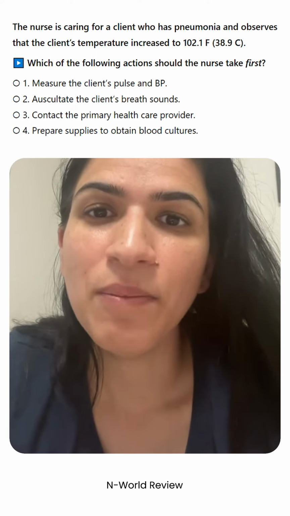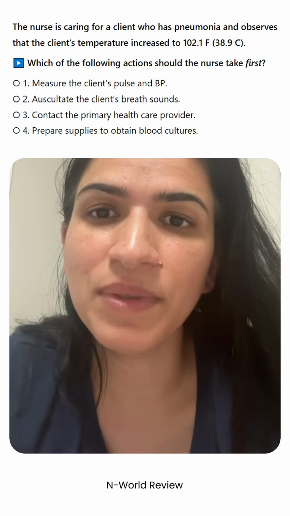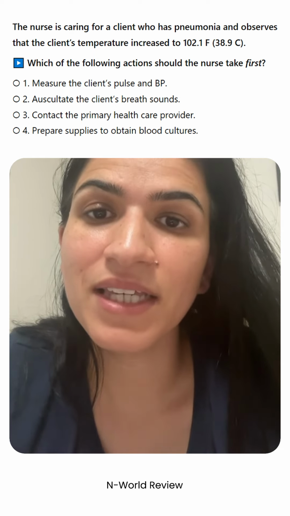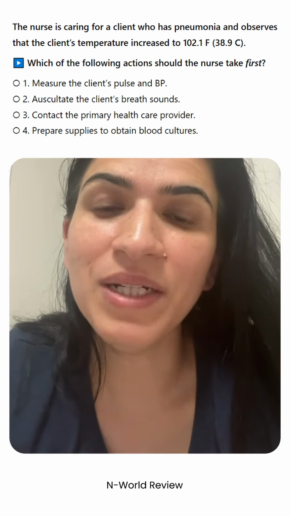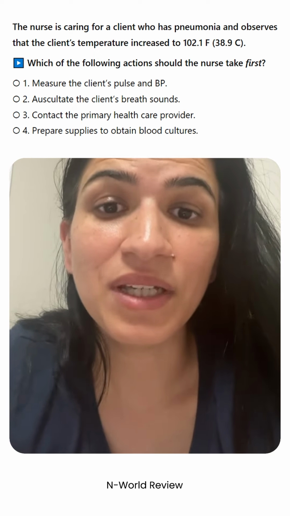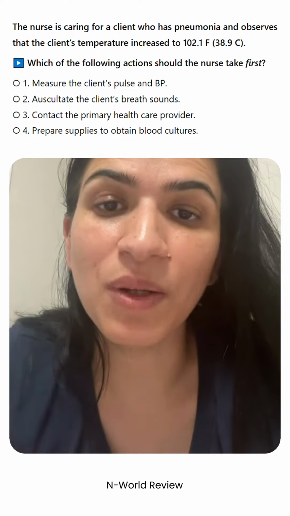A: measure the client's blood pressure and pulse. B: auscultate the client's breath sounds. C: contact your healthcare provider. And the last one, D: prepare supplies to obtain a blood culture. Let's take a second to think about it and comment your answers below.